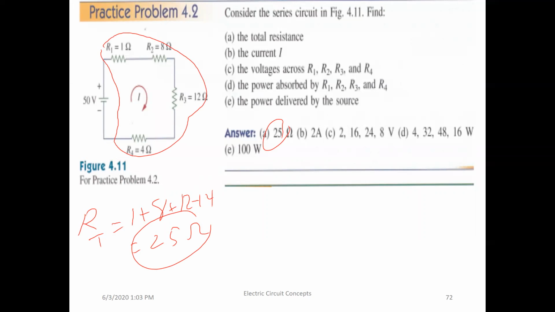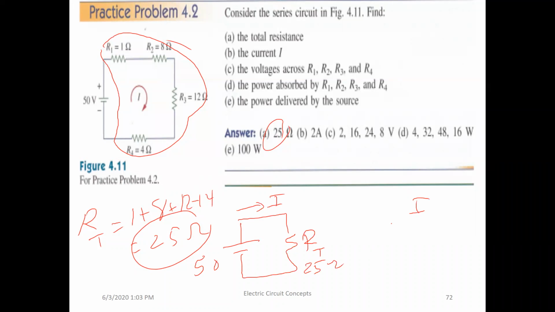For the current, the sum of these 4 resistors is equivalent to RT, so we can redraw the circuit as follows. We have the power supply, and we replace these 4 resistors with only one resistor. So it becomes a simple circuit with one resistor and one power source. This RT equals 25 ohms, and this is the 50 volts. So here's the current I.